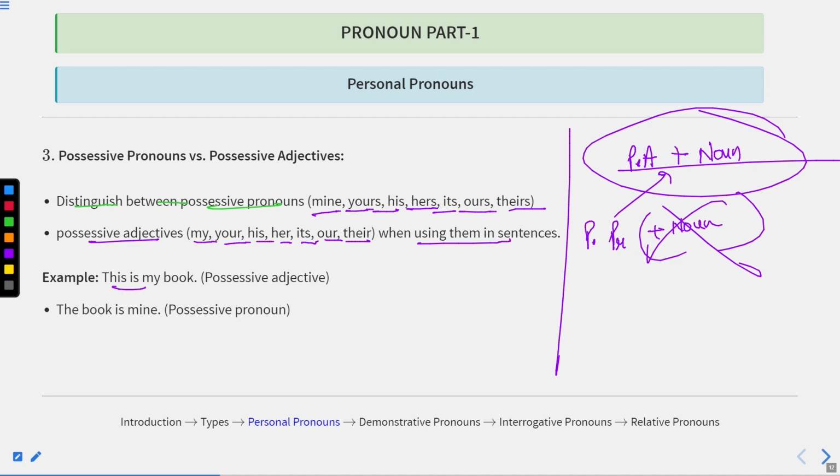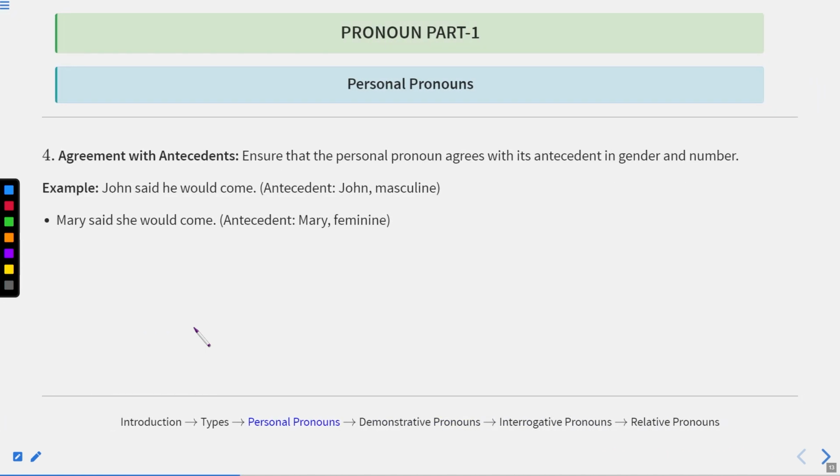For example, this is my book. So here my is an adjective after which we have written a noun as well. But if I say this book is mine, here we did not write any noun after the word mine, and mine shows that this book belongs to me. So in this case, if you distinguish both the sentences, possessive adjective is very simple and we can write it easily. Now, is this much clear to you all? That's really great. Now we'll move to the next slide.